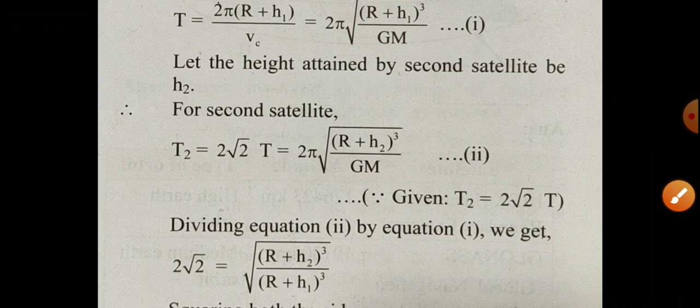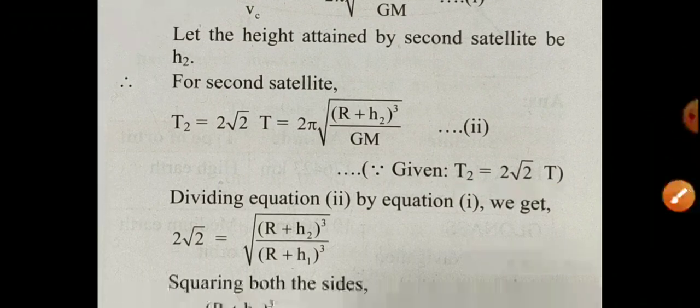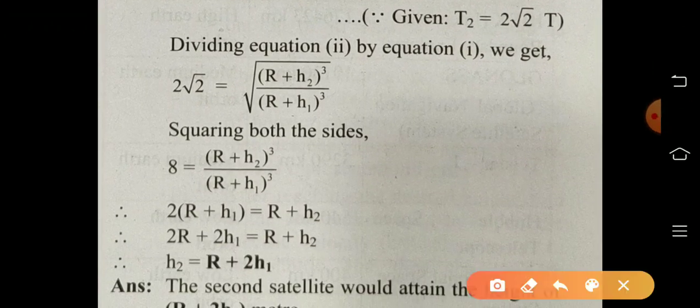So given, what is the T2? That is given in the question, 2 root 2 time period. Now divide the second equation by the first, we get, so after division, we are getting this step. 2 root 2 is equal to 2 pi cancel, and in square root (R plus H2) bracket cube upon (R plus H1) bracket cube. If we remove the square root, squaring on both sides.